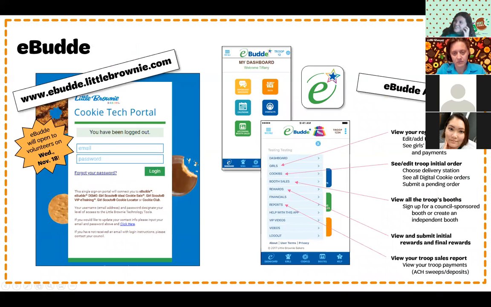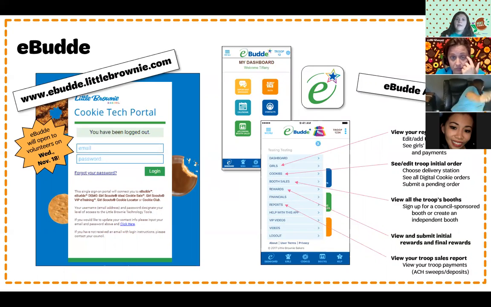Okay, so first off, how you will get access to eBuddy. So eBuddy, again, is the online system created by Little Brownie Bakers, and it is used by Troop Cookie managers to track sales, payments, inventory, and also it will be where you sign up for booth slots and you submit your rewards. So girls and parent and guardians will not have access to this site. Instead, they will have their digital cookie. So this is just for Troop Cookie managers and community cookie managers.